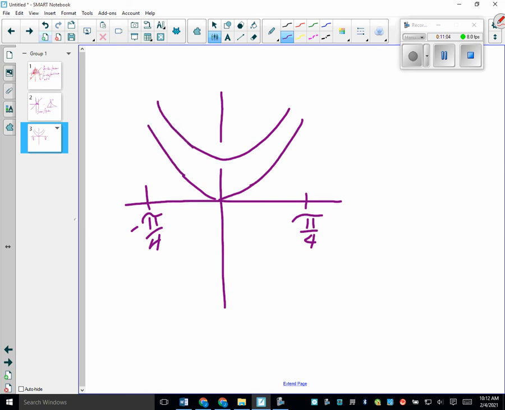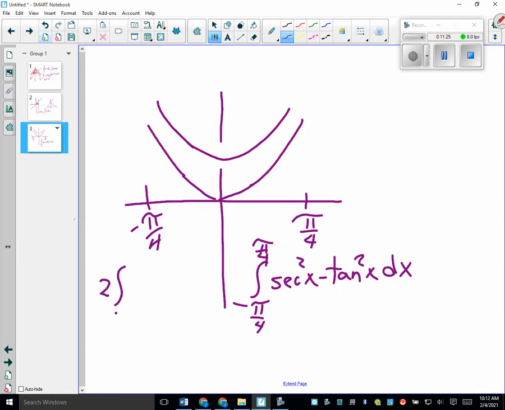Okay, this is a good one because I want you all to see this. I can do from negative pi over 4 to pi over 4, right? And I think it's secant squared x minus tan squared x. Am I right? But I have a question. Looking at this, could I do this piece and double it? Is that easier for you? Because it's 0. But when you plug 0 in, it doesn't mean the answer is 0, does it?